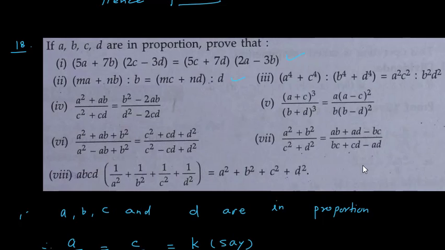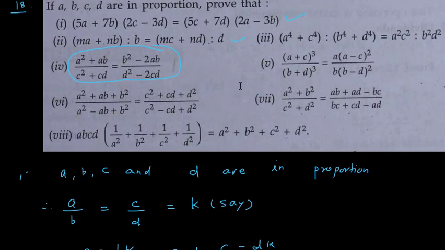A square plus AB, if you write A as BK, this is B square K square and this is B square into K, so you can take B square common. Similarly here you can take D square common. Here also B square and D square will be common, but the problem is here we have minus 2 and here I am not getting minus 2. So let us try this problem. Okay, fourth problem we will discuss.